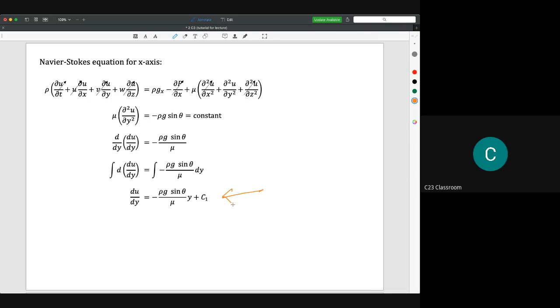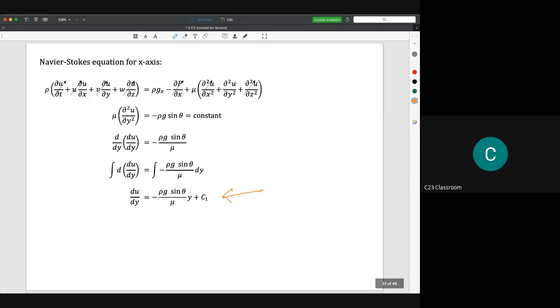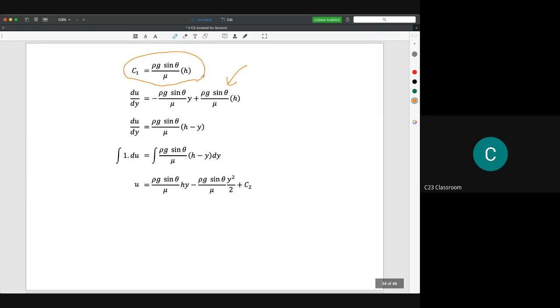So what we get is the value of C1 is equal to rho g sine theta over mu and h. We substitute here. So here is actually from this equation. So we have C1 here. So we substitute the value of C1 that we get from this calculation. So it becomes this one. And then again we simplify it. So we could factorize the value of y and h like this.